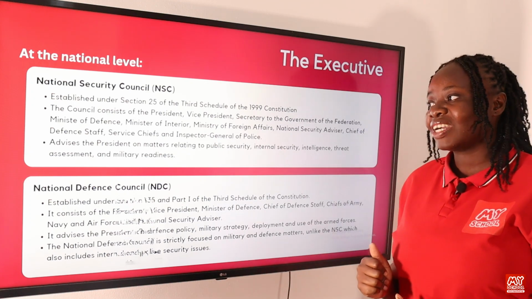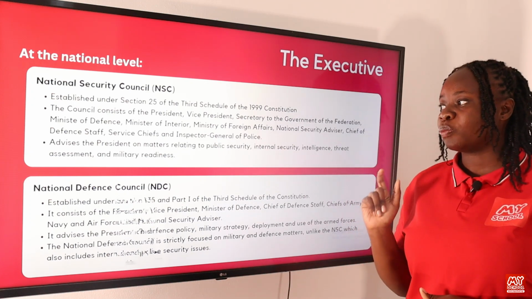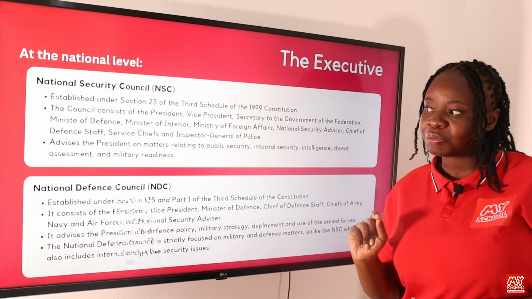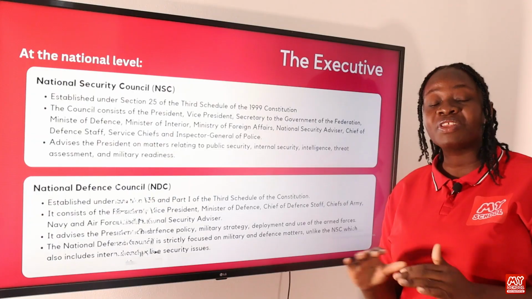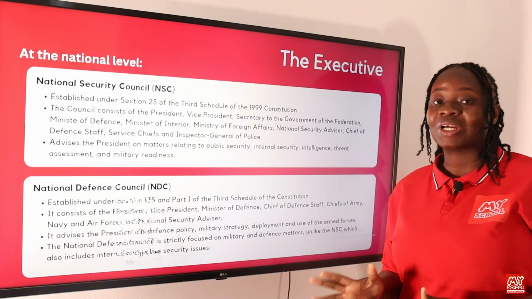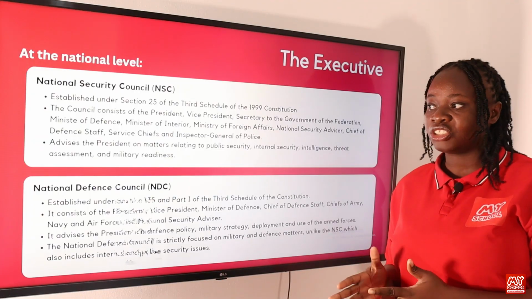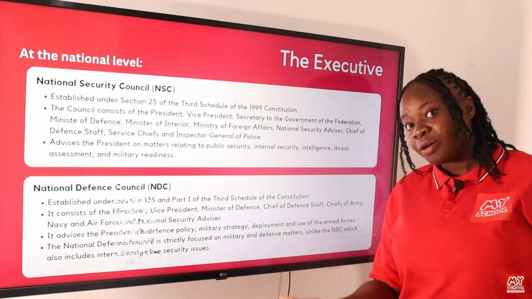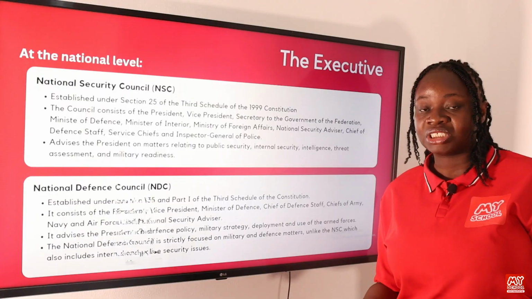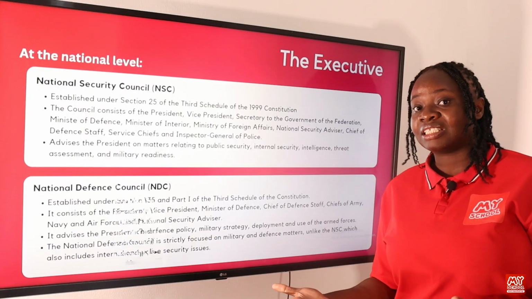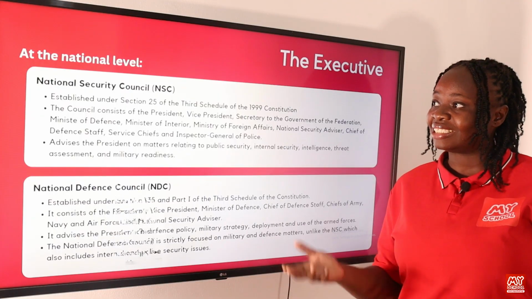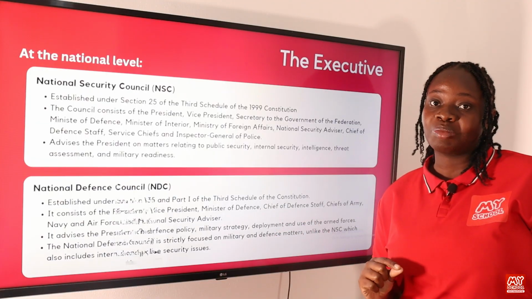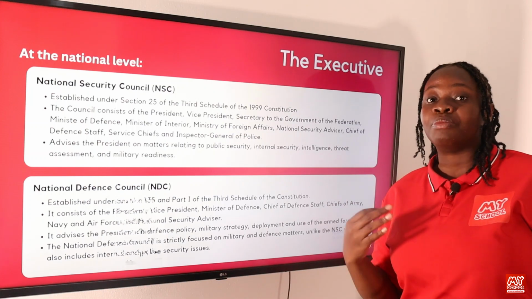They are responsible for advising the president on matters relating to public security, internal security, intelligence, threat assessment, and military readiness. So everything related to the security of the nation, whether external or internal, it is the duty of this council to advise the president on what to do. For example, if there is a need to declare a state of emergency in the country due to maybe a prevailing situation in society, it is the National Security Council that advises the president on whether or not the state of emergency is actually necessary.